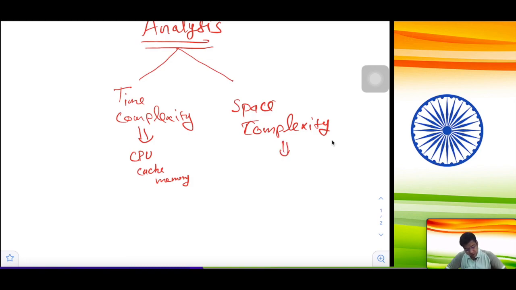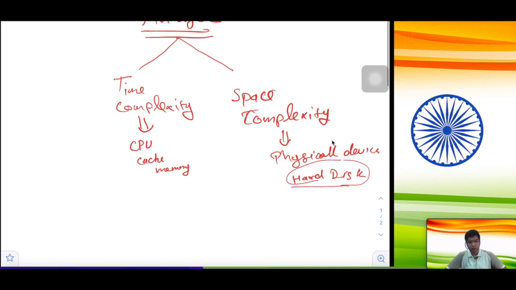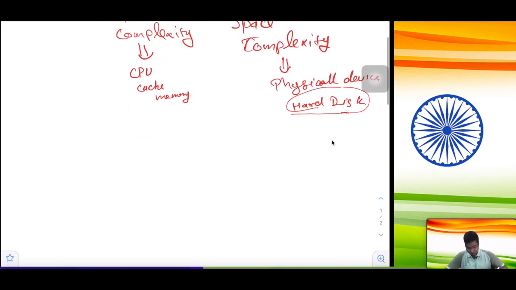And for space complexity, you need a physical device, like a hard disk. Whatever you have saved in your program, any variable, any database you are using in a program and algorithm, depends on the space complexity and is saved on the hard disk. So it is based on the hard disk and any physical device used to save your algorithm outputs.